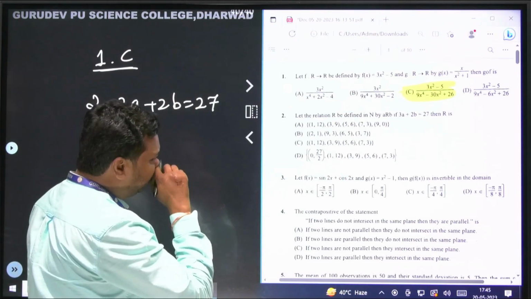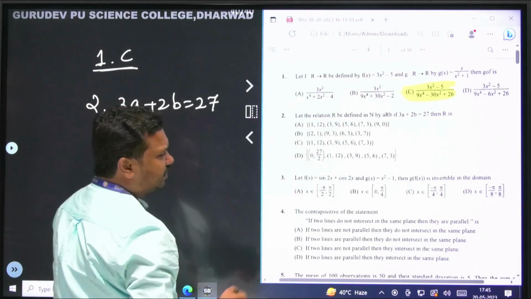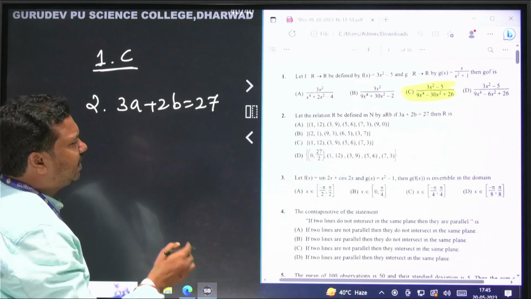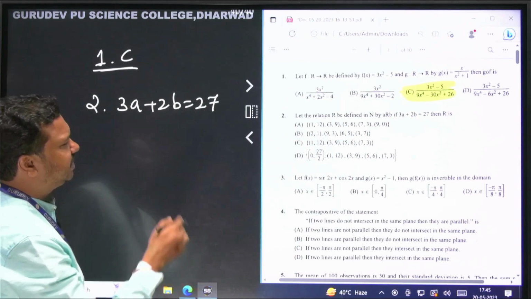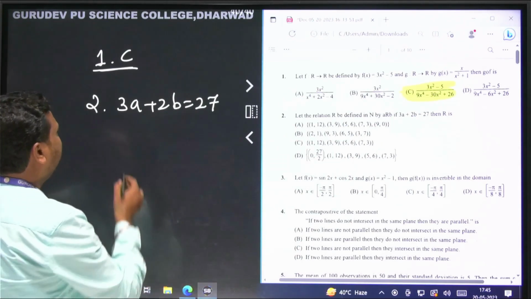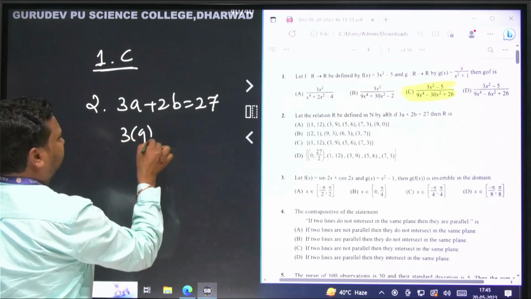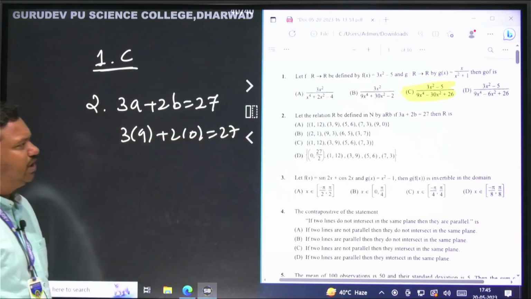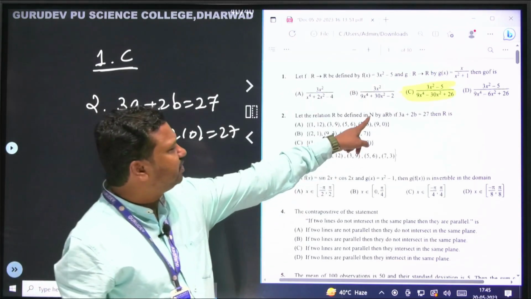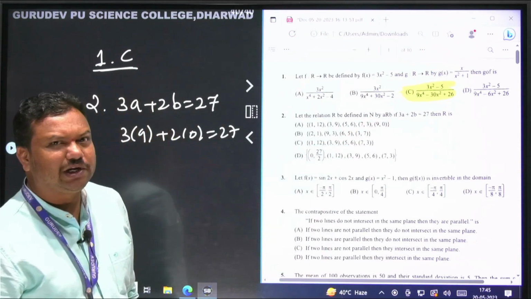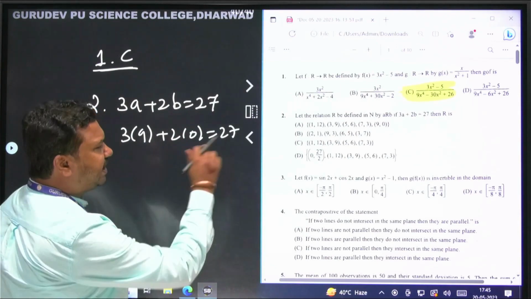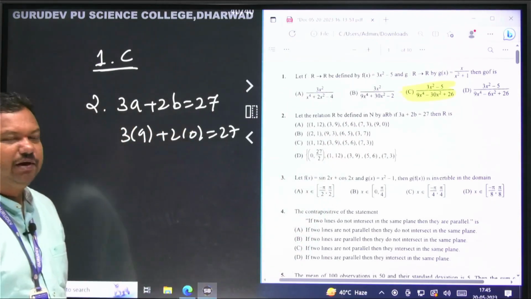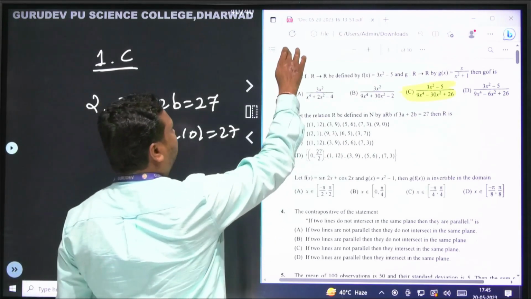So if you observe carefully, from all the four options, (9, 0) is not possible here. See, if you take (1, 12), (3, 9), (5, 6), (7, 3) are there. Now if I take (9, 0), 3 times 9 plus 2 times 0 is equal to 27, clear? They have mentioned that the relation is defined on the set of all natural numbers. Of course, 0 is not a natural number. Hence, option A is eliminated. Apart from (9, 0), all elements are valid. Hence, my answer in this case is option C.